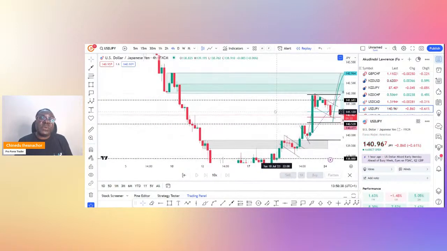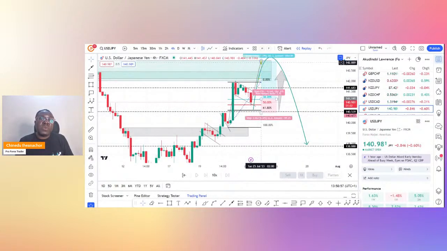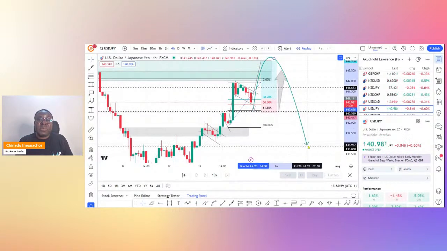And when this zone is mitigated, remember, by 2:45 p.m., we're expecting a weakening of the United States dollar. This news on PMI, flash manufacturing PMI, might weaken the dollar. If that happens, price will move into the zone, and then before it starts this other projection.